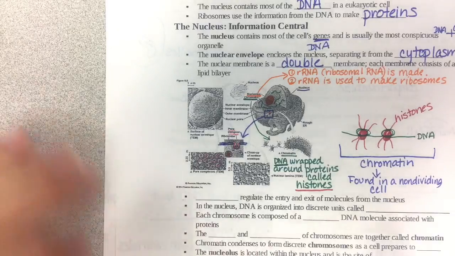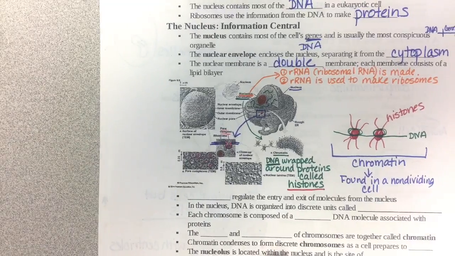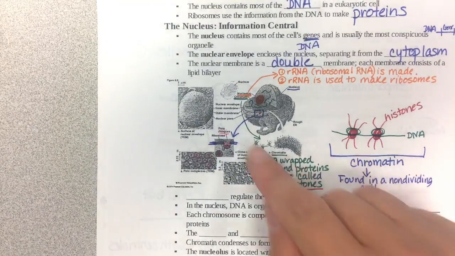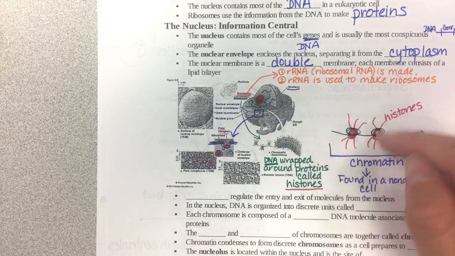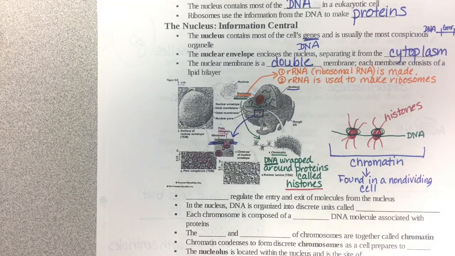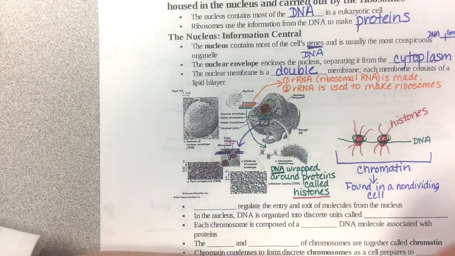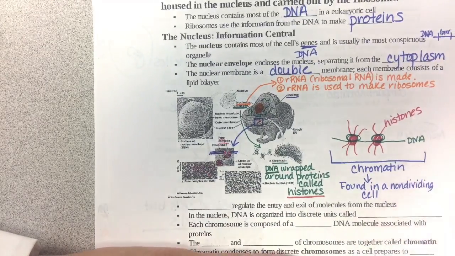So if a cell is not getting ready to go through cell division, you would find it in this loosely packed DNA around these histone proteins and in this chromatin form. That differs, we'll learn a little bit later, we're going to talk about it at the bottom of this page here, from chromosomes. You probably have heard of chromosomes.